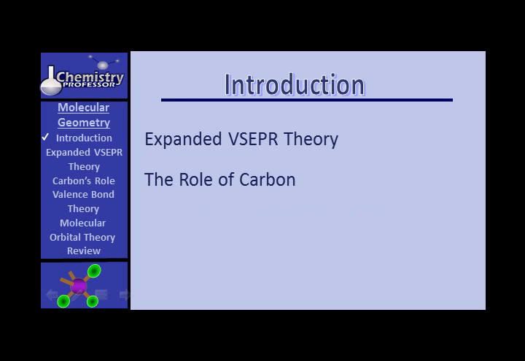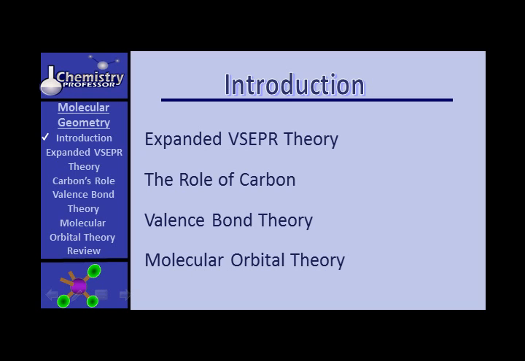We'll talk briefly about the role of carbon and the way it's a little different. We'll introduce the concept of valence bond theory with its pi and sigma bonds. And then we will talk about the more complete idea of molecular orbital theory, which looks at the entire molecule. And we will talk about bonding and antibonding.